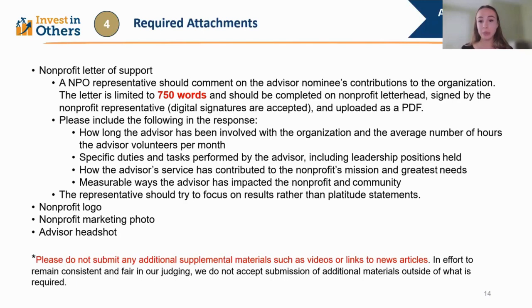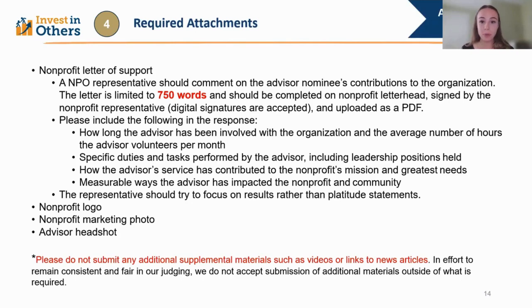The purpose of the letter is really twofold. One, it's part of our due diligence process, just to confirm the extent of the advisor's involvement. Two, really to tell the advisor's story from the nonprofit's perspective. You know, the nonprofit can sing someone's praises in a way that an individual might not be comfortable doing for themselves. So we really want to hear how the advisor has made an impact.